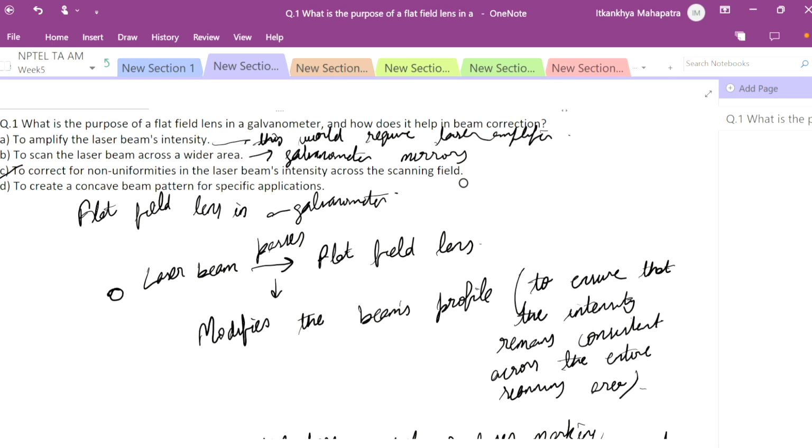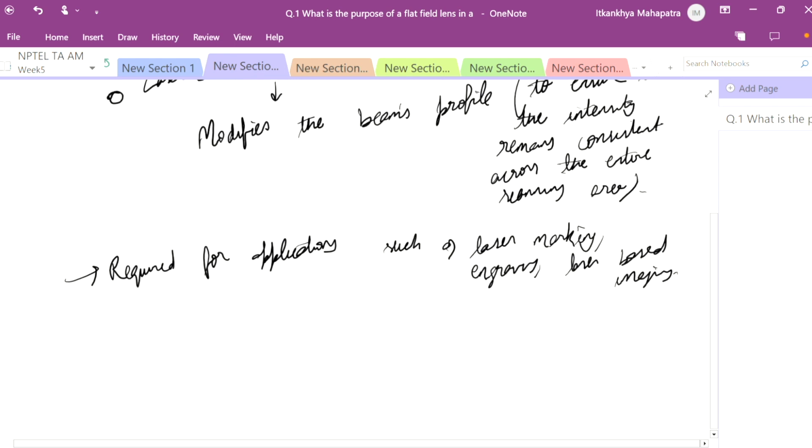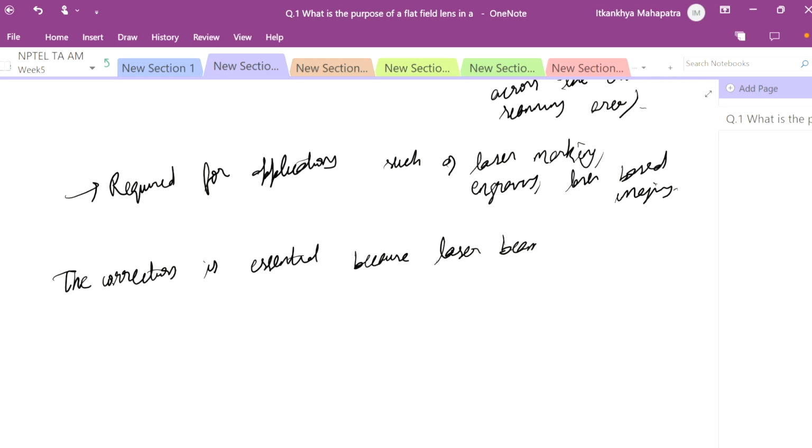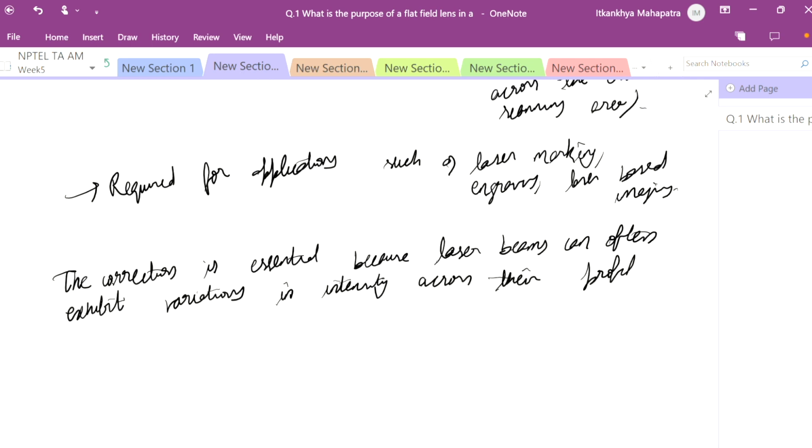Now, I will just mention that the correction is essential because laser beams can often exhibit variations in intensity across their profile due to various factors.